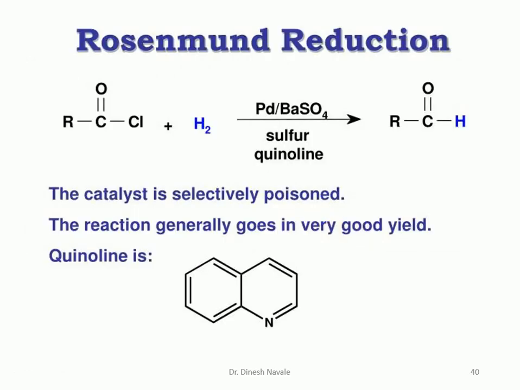This is the same general representation. Sometimes we can utilize quinoline also. Quinoline acts in the same role as sulfur, to poison the reaction, which does not allow the further reduction of the aldehyde into the alcohol. So the reagent is H2, Pd/BaSO4. Either sulfur or quinoline can be utilized.